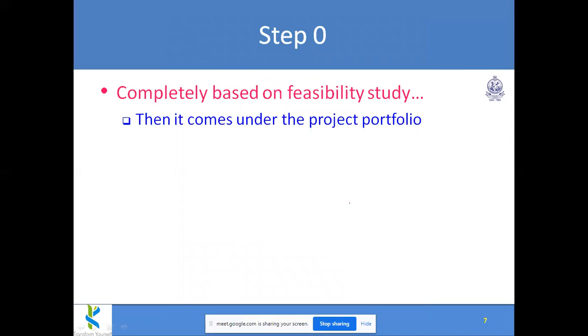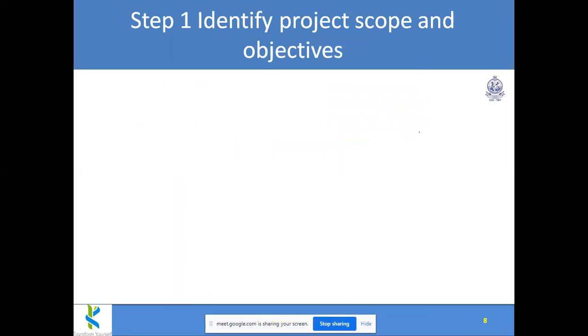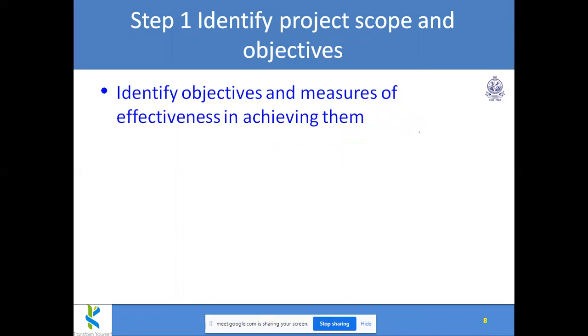So in step 1, as I told, it is completely based on the feasibility study. Once the project is decided to be taken up, then it will come under the project portfolio. It will be added into that. So the further steps will be carried out. In step 1, project scope and objectives are to be done. They have to list the objectives and the measures of effectiveness in achieving them.